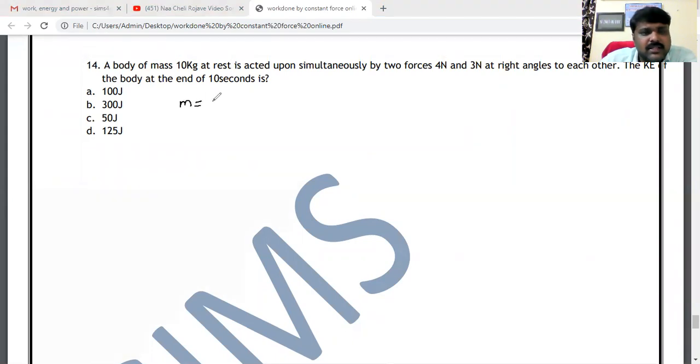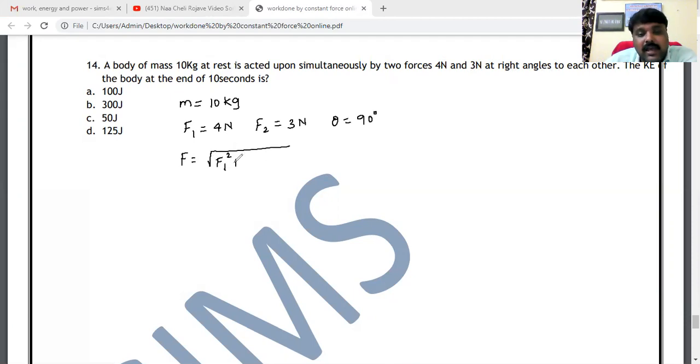Okay, let us see. The mass is given as 10 kg. Here, the forces F1 is given as 4 newtons and F2 is given as 3 newtons, acting at right angles. Theta equals 90 degrees. Now, according to the parallelogram law of vectors, F equals under root of F1 square plus F2 square plus 2 F1 F2 cos theta.